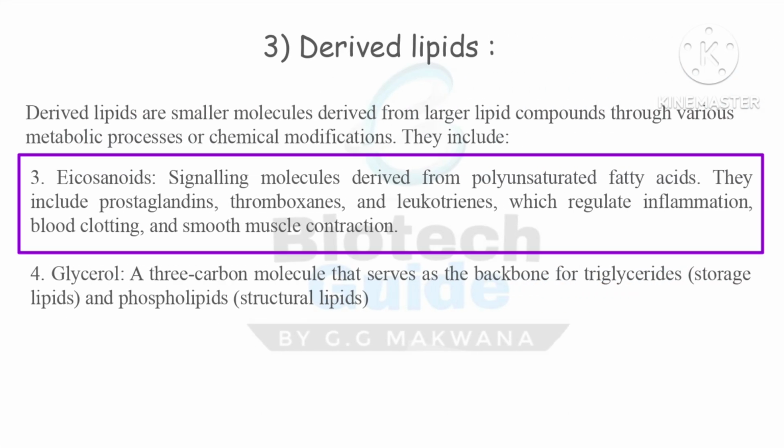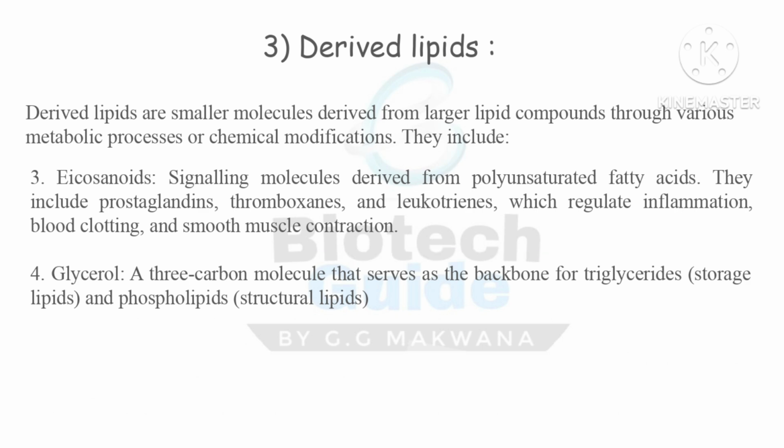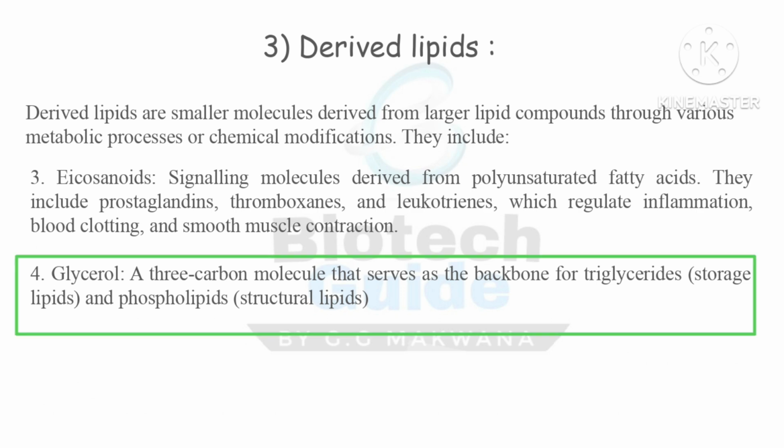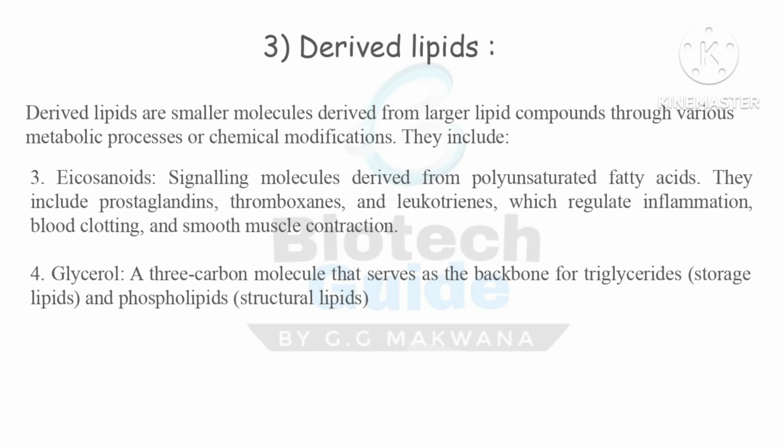Then eicosanoids. Signaling molecules derived from polyunsaturated fatty acids. They include prostaglandins, thromboxanes, and leukotrienes, which regulate inflammation, blood clotting, and smooth muscle contraction. Then fourth, glycerol, a 3-carbon molecule that serves as a backbone for triglycerides, storage lipids, and phospholipids, structural lipids. So this is all about derived lipids.